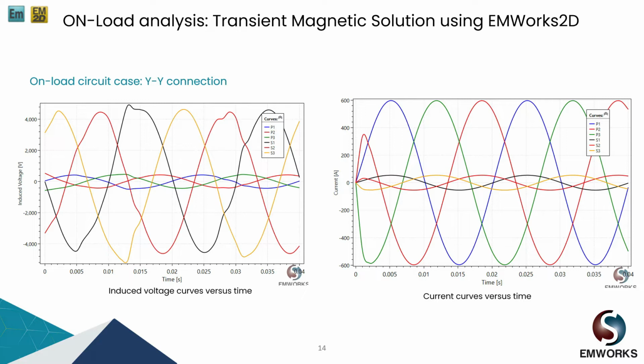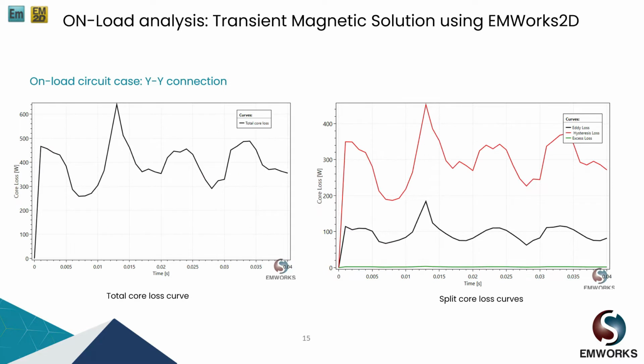We are still under the YY connection, so both primary and secondary are connected in star. The overall core loss is plotted here under load conditions, which helps to estimate the losses when a load is connected to the transformer. At the right side we can see different components of the losses, which helps to estimate the most important part of the core loss, whether the major part of the losses comes from eddy or hysteresis loss.